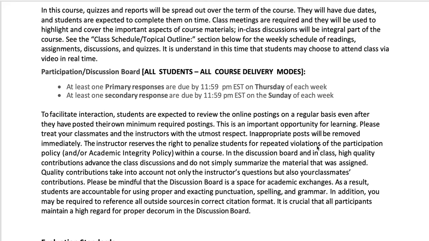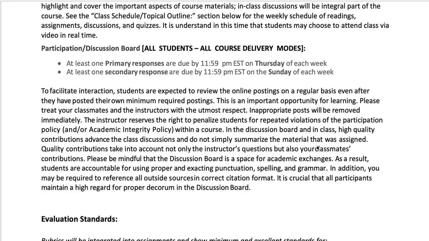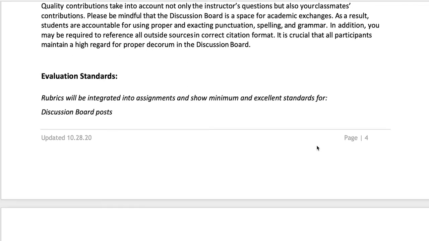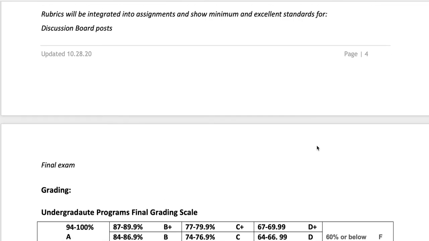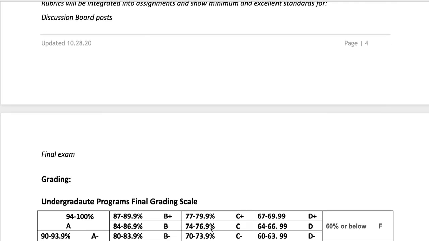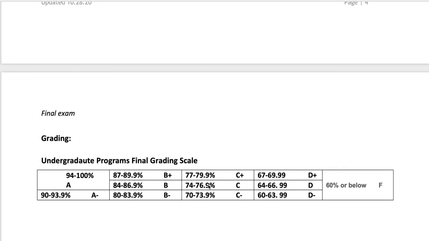And then by Sunday night, you need to do a secondary response, which is a response to either a comment I gave you or to something posted by one of your classmates. This interaction is very important for the learning process, and will count towards your grade for discussion board posts. So there'll be a specific rubric that you'll see each week that I use for the discussion board post.